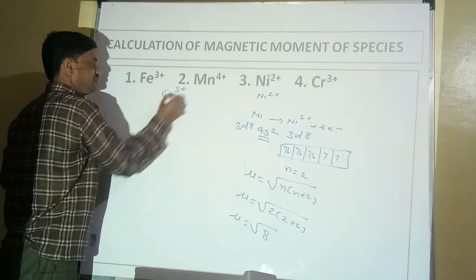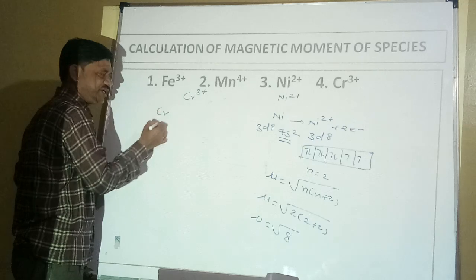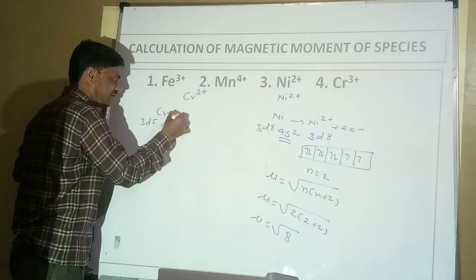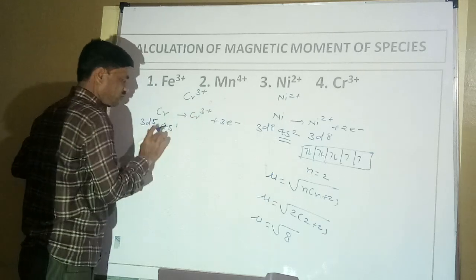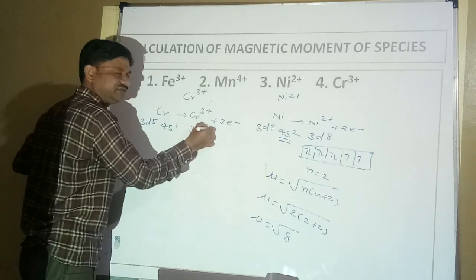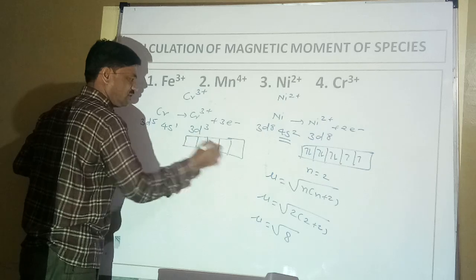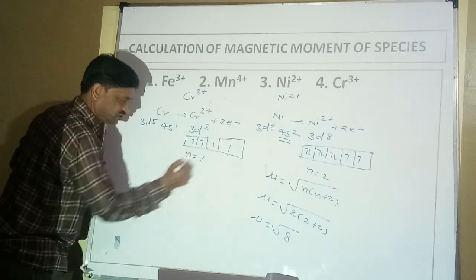Now check the last one. Chromium plus 3. Remember in this case, Cr0 is 4s2, 4s1, 24. So it becomes 4s1, 3d5. So in order to form Cr plus 3, there is loss of 3 electrons, 1 from 4s, 2 from 3d. So what does it become? 3d3. Now put these electrons 1, 2, 3. What is n equal to? 3 unpaired electrons are there.